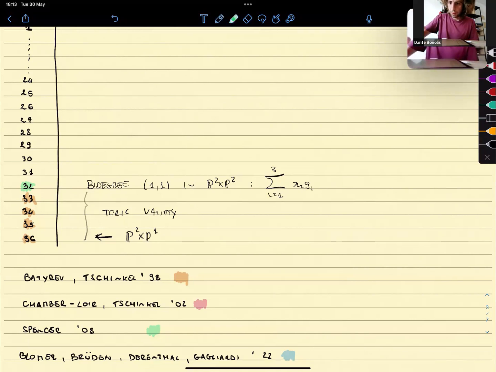Then if we go on with the list, numbers 31, 33, and 28 were covered by Chambert-Loir and Tschinkel, and something called equivariant compactifications. I won't give an example, but these are the equivariant compactification of A3.